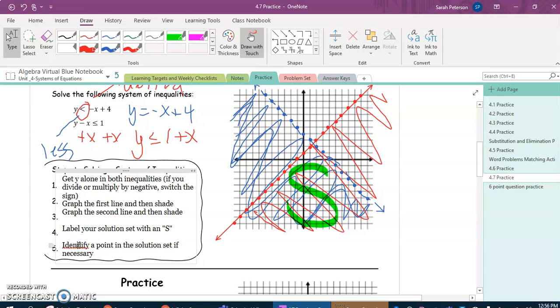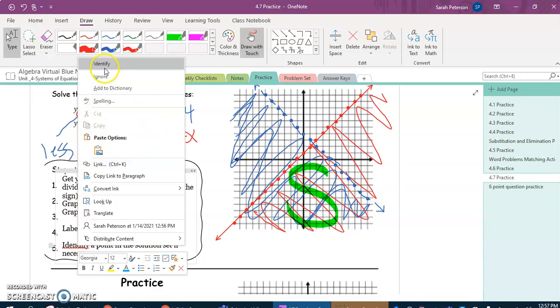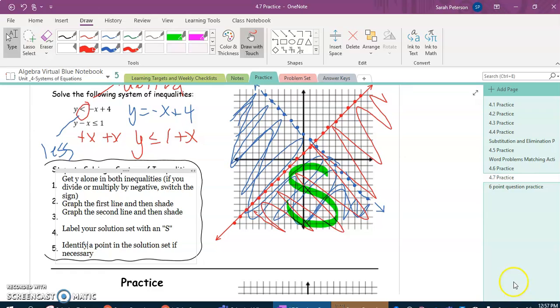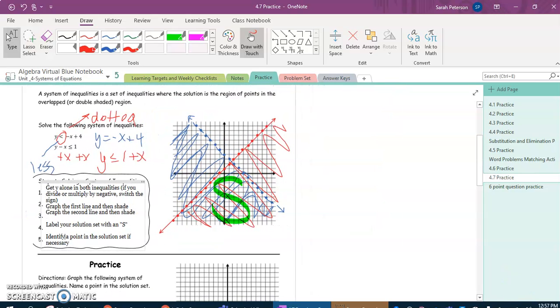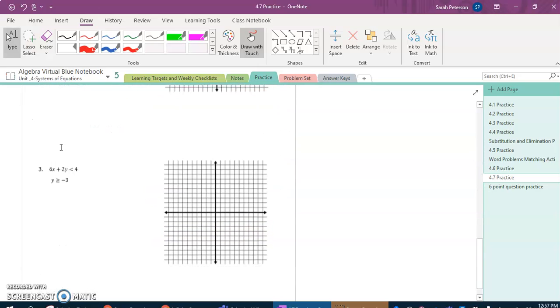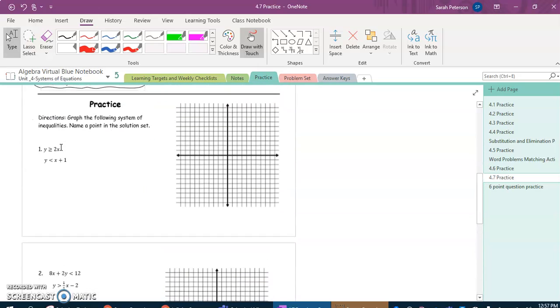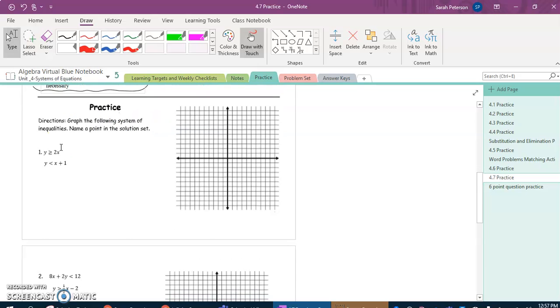Okay, so that's how you graph a system. It's very similar to a system of equations, except you have the inequalities now, so you're shading and looking at those. There's not just one solution for a system of inequalities. All the points in that shaded area are points that work for both inequalities. Okay, so the practice just has 3 questions, and check your answers when you're done.